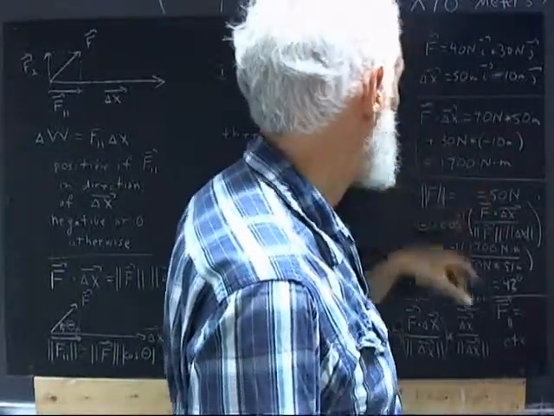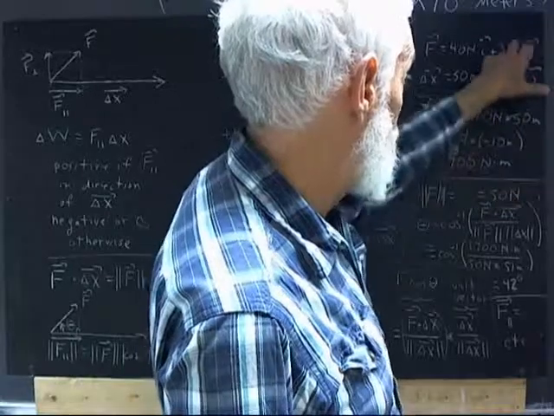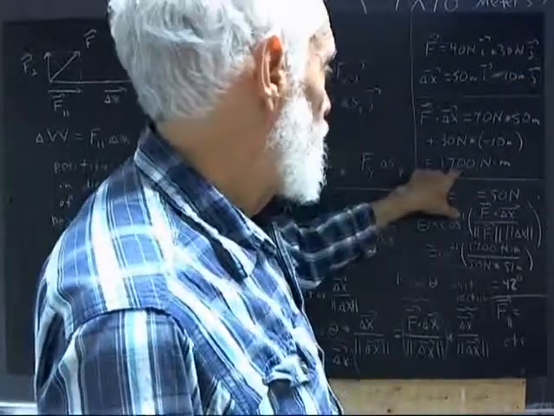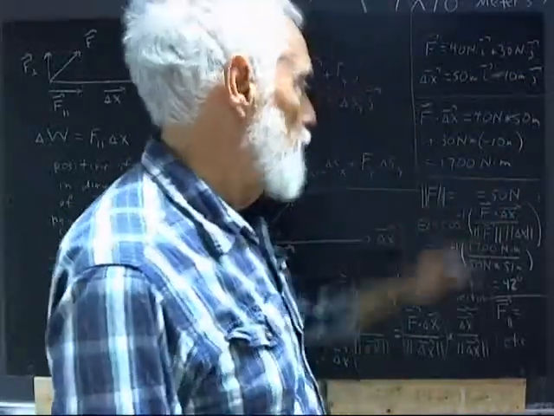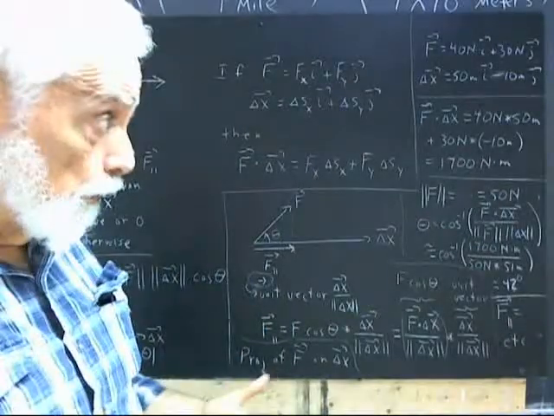Then F dot delta X is easily calculated. The I component times the I component is going to be 40 newtons times 50 meters. The J component is going to be 30 newtons times negative 10 meters. The result being 1,700 newtons times meters.